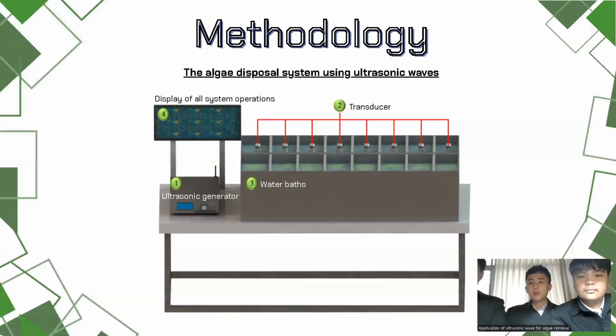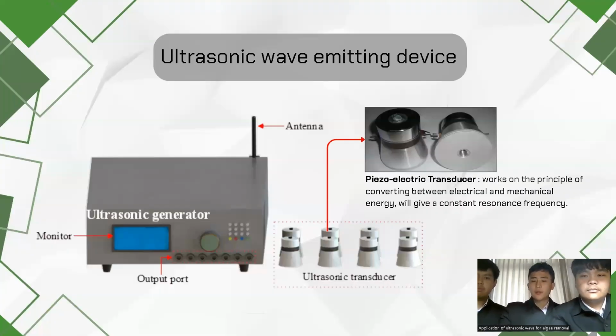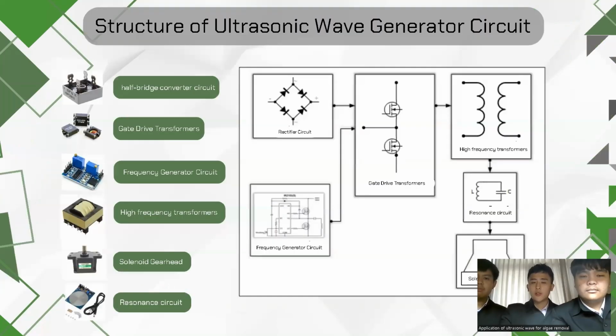In the methodology part, we will talk about the system using ultrasonic wave, which consists of 1. Ultrasonic generator, 2. Transducer, 3. Water bath, 4. Display of overall operation. The next slide is the ultrasonic wave generating device using a piezoelectric transducer. The next slide is the structure of the ultrasonic wave generator circuit.